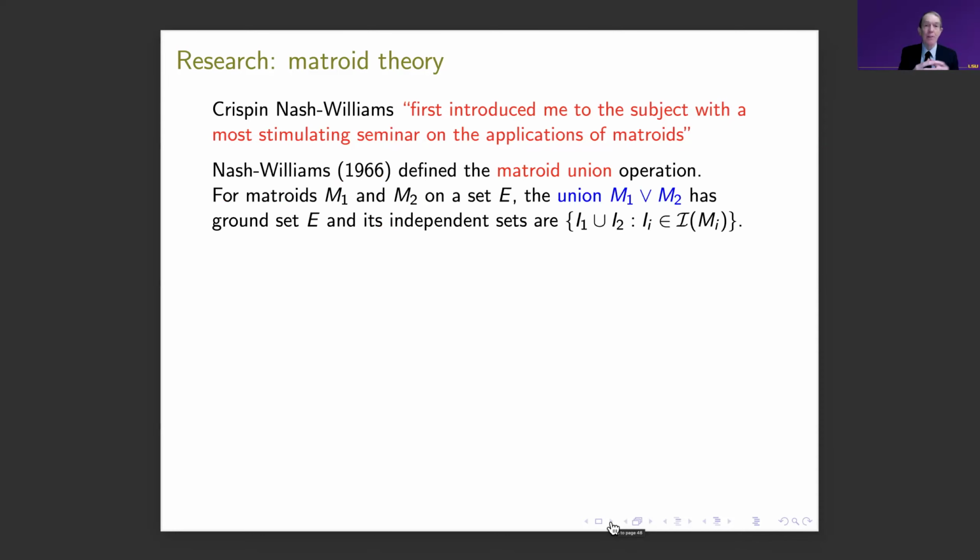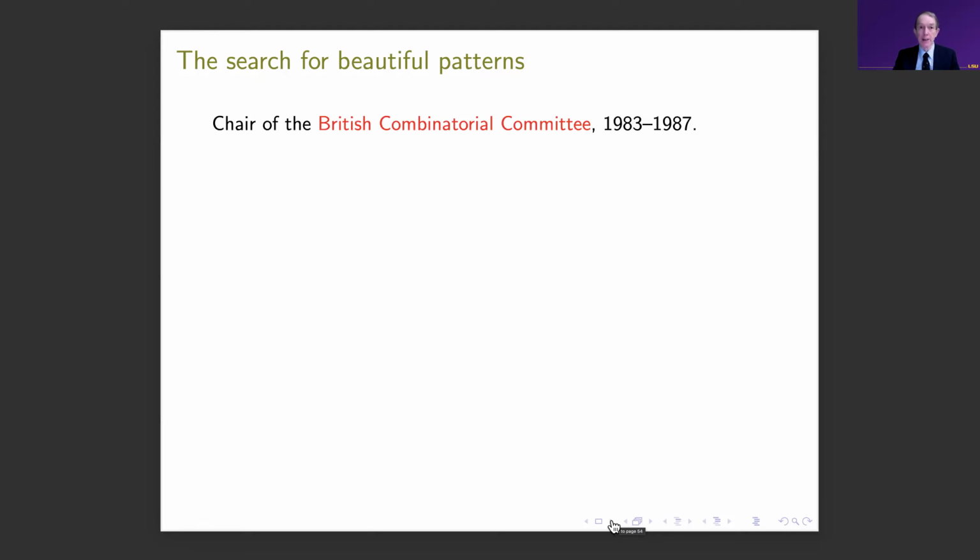In 1983 to 1987, Dominic was the chair of the British Combinatorial Committee. Dominic had a very well-developed sense of duty, and there was never a job that he failed to do, even some really horrible jobs, which he's acknowledged, including being chair of the Mathematical Institute in Oxford, which he did for 5 years. But this was a more pleasant job, being British Combinatorial Committee chair.